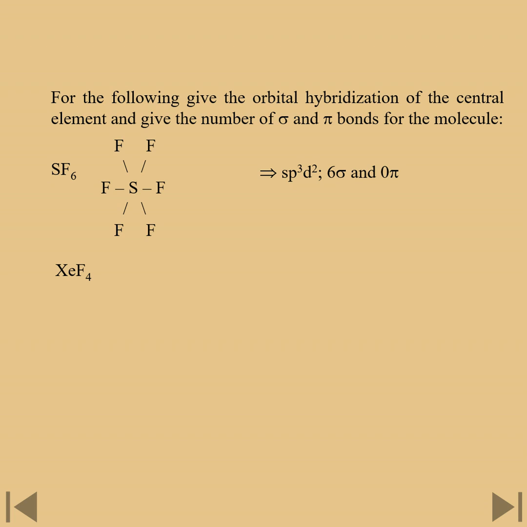For xenon tetrafluoride, xenon is our central element. I need to break open 2 of those non-bonded pairs of electrons to accommodate the 4 bonds to the 4 fluorines. And now with this drawn, I can see 1, 2, 3, 4, 5, 6 regions of electrons, so that's again going to be sp3d2. And I count 4 single bonds for 4 sigmas.